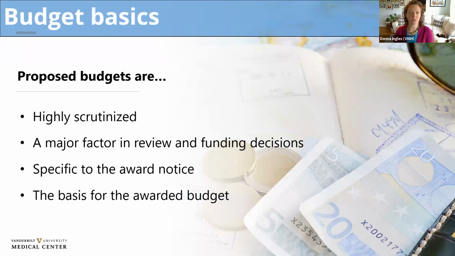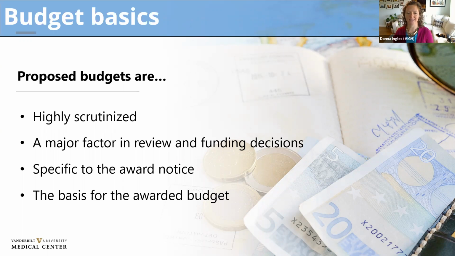So this section we've called budget basics, but as those of you who are in finance know, the budgets we deal with as research administrators are actually quite complex. They're subject to many rules and regulations. It's important to note that budgets proposed for grants are very highly scrutinized. These are a major factor in review and funding decisions, and they must be built or tailored specifically to the award notice. What you propose in a budget is the maximum you're likely to receive.